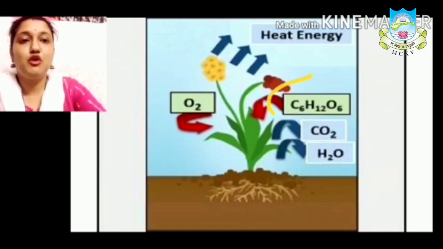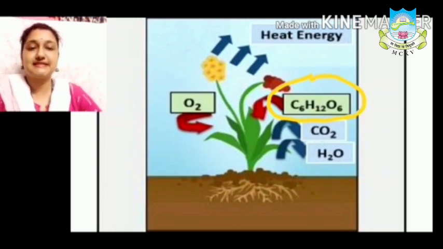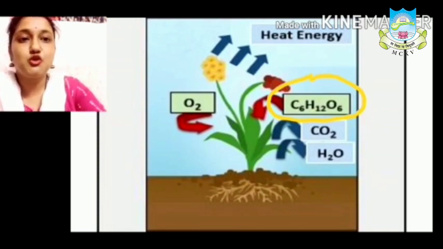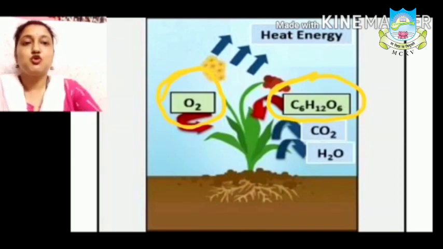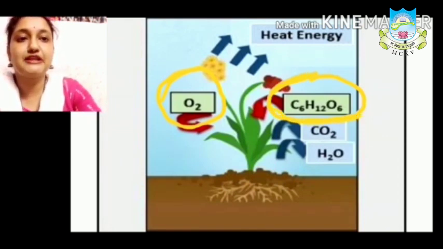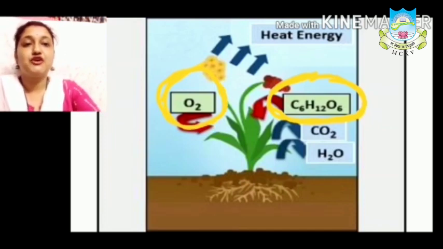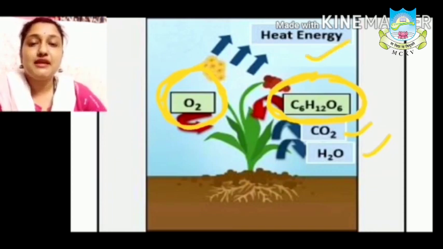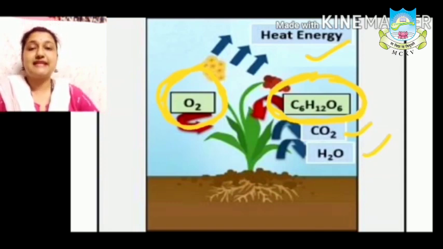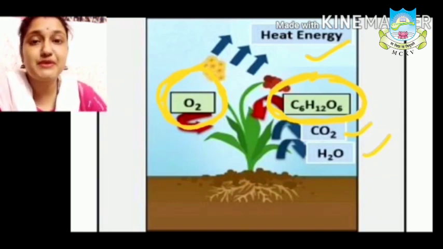this glucose molecule produced by the plant by the process of photosynthesis breaks down with the help of the oxygen which was produced in photosynthesis. So the glucose molecule will break down in the presence of oxygen and it will produce carbon dioxide, water and heat energy. So what we call it is respiration.